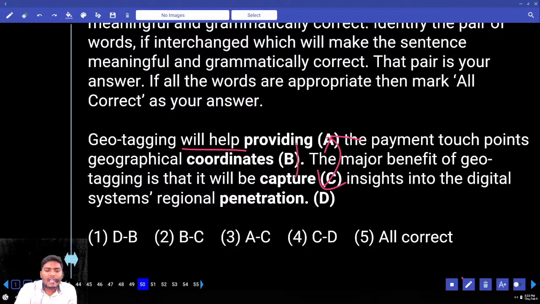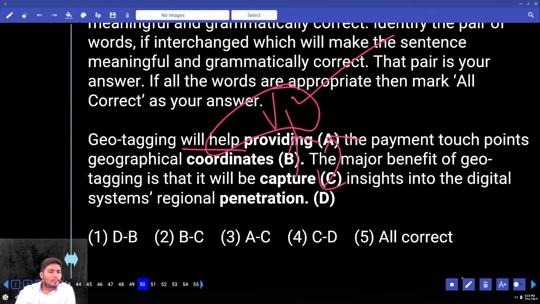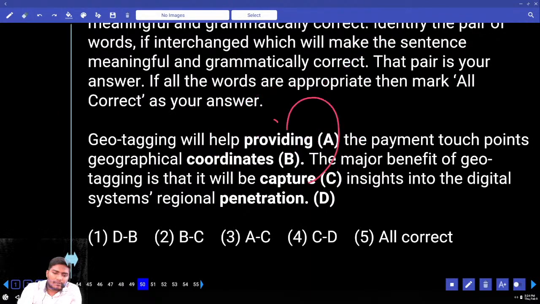Now, will help capture. Look at this word. If at all we are using capture here, we are using V1. We are using V1 where? Immediately after help. Can we use it in such a way? Geotagging will help capture the payment touch points. Geotagging will help to capture the payment touch, or geotagging will help capture the payment touch. Which one is correct? Not to capture, direct. Can you tell me which rule is that?